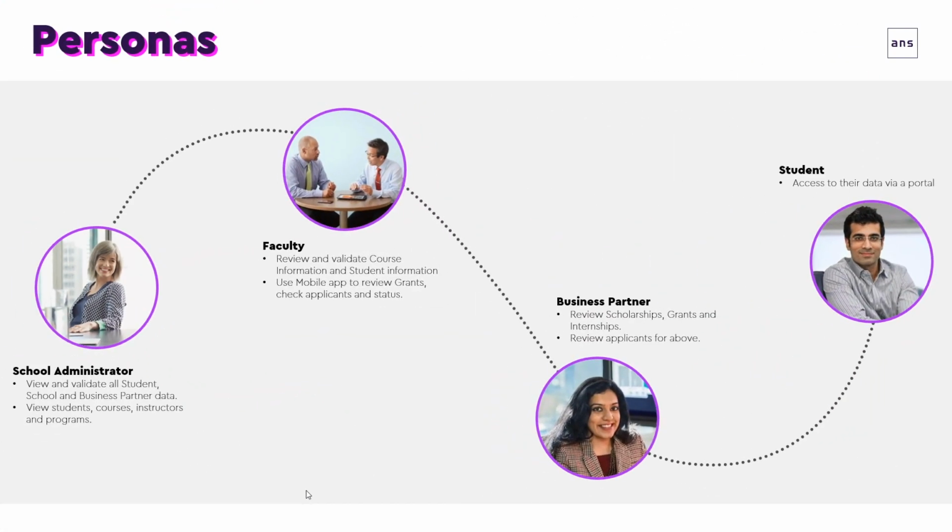So that was just a really quick walkthrough of the Dynamics 365 Higher Education Accelerator. We've seen how school administrators can see student, school, business partner data, how they can see students, courses, instructors, programs. We've seen how the faculty can review and validate course information and student information, and also how they can use a mobile app to review grants, applicants for the grants, and the status of those applications. We've seen how a business partner can review their scholarships, grants and internships, how they can see who's applied for those and again manage that application process.